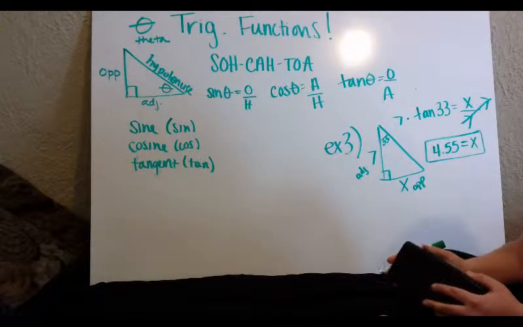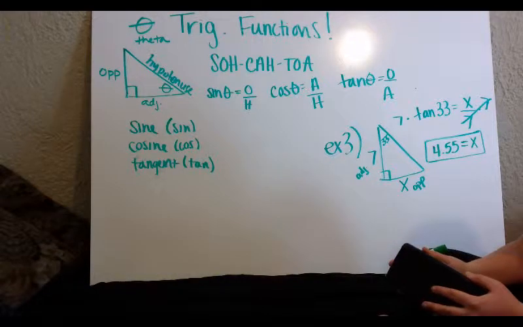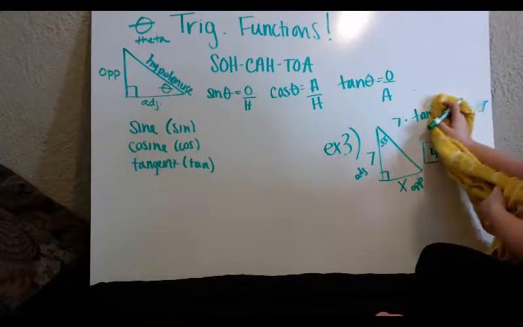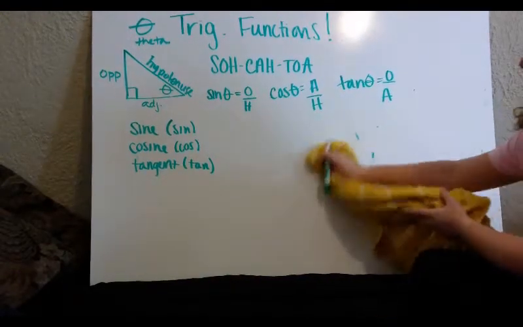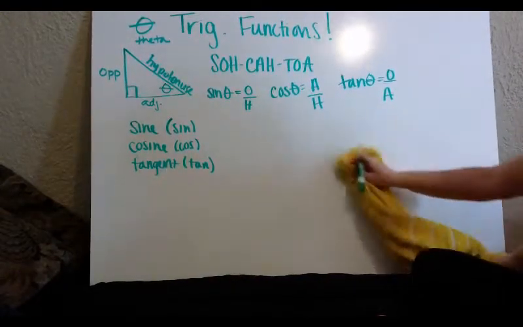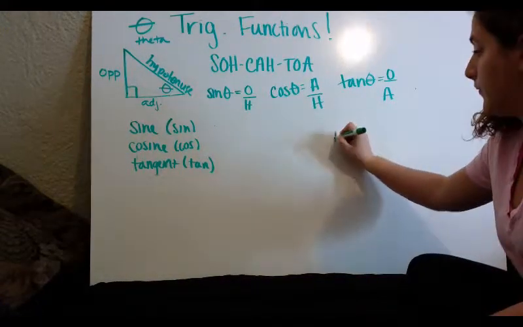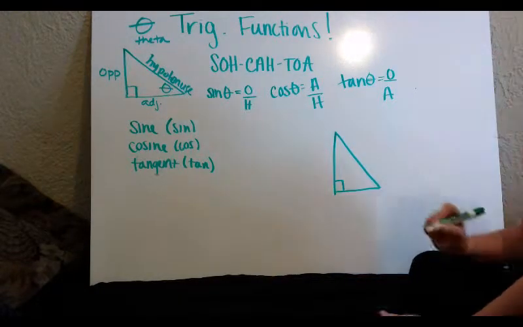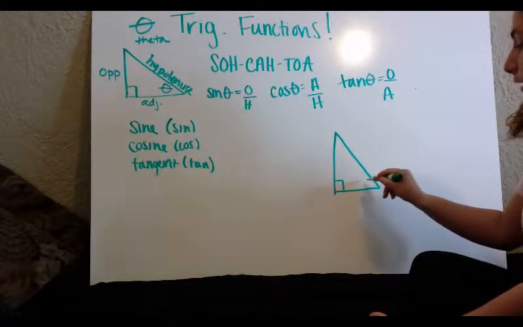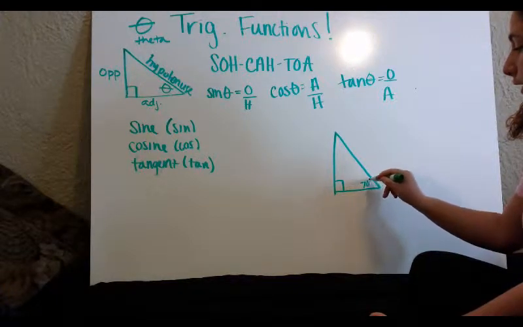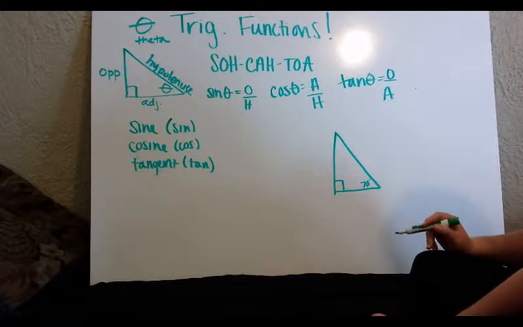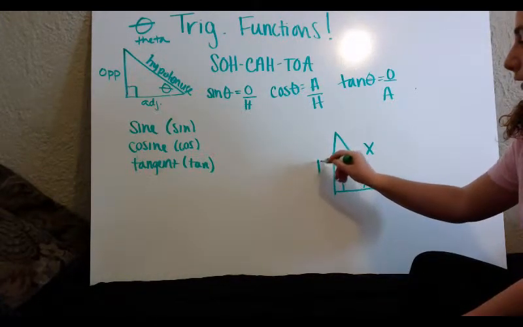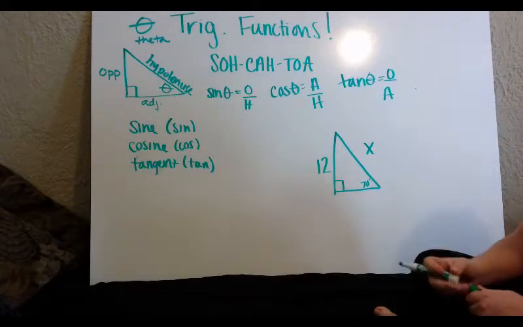Now I'm going to give you another example, and I want you guys to do this and have it ready for class. So here's our right triangle. I'm going to tell you that this angle is 70 degrees. And then I'm going to give you this side right here and tell you that it's 12. Have fun.